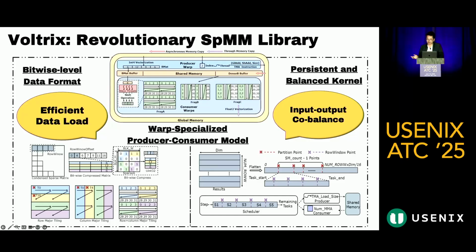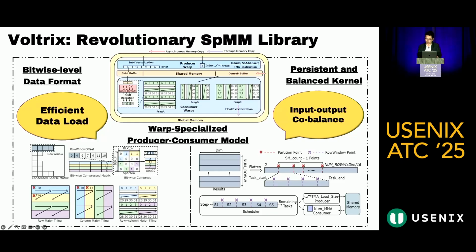To address this challenge, we propose our solution, which is SpMM. SpMM brings major improvement to sparse matrix multiplication through three key innovations. First, we use a bitwise level format to compress the sparse matrix. This gives us coalesced memory access and bank conflict-free decoding, which improves the memory loading efficiency.